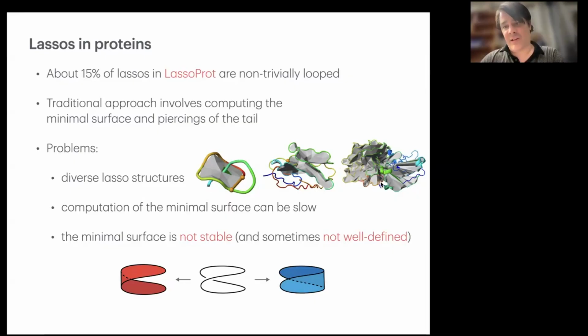Then you have medium, and then a lot of them are just very complicated. So this method can be slow. So that's why we wanted to turn to persistent homology to have an alternative method. And in theory, in some cases, this surface is also not well defined. At least it's not a stable operation, because we know that certain curves in space have two different minimal surfaces.